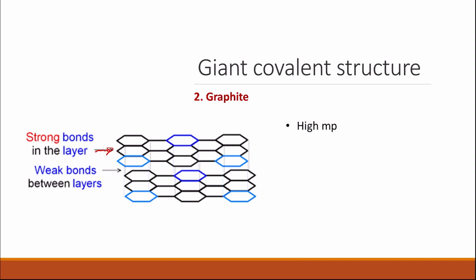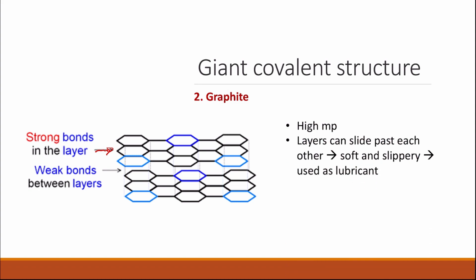However, the sheets are bonded together via weak bonds, so the layers or the sheets can easily slide past each other, so graphite is soft and slippery and can be used as a lubricant.